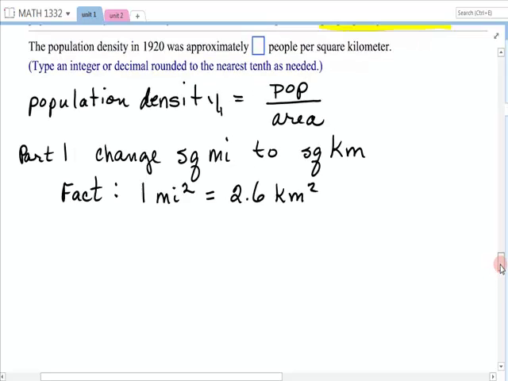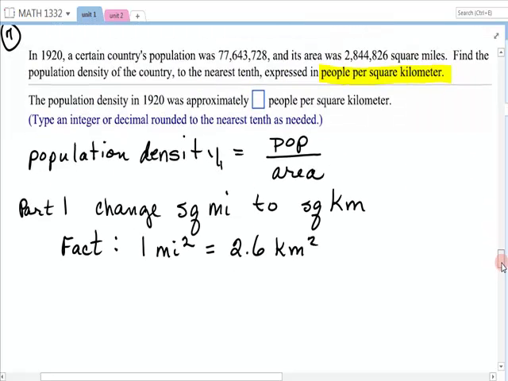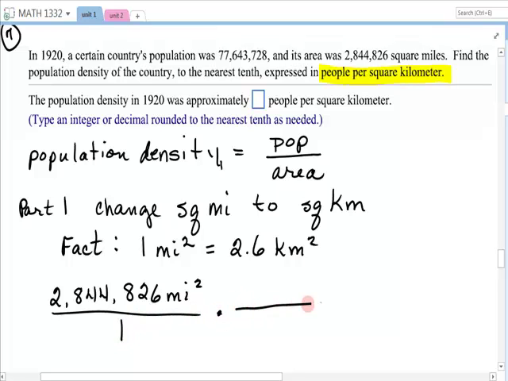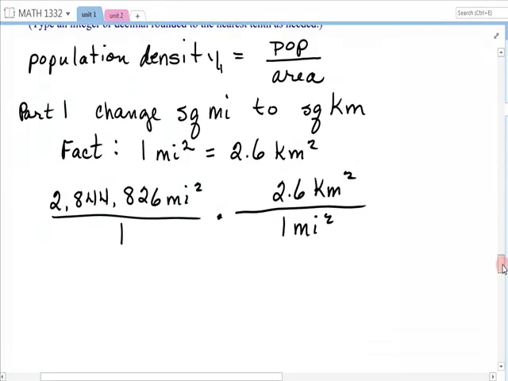What was I given? A big giant number that I can't remember. I was given 2,844,826 miles to the second power over 1. I multiply it by the unit fact. I'll put my 1 mile squared on bottom and the 2.6 kilometers squared on top. This problem did not say use dimensional analysis, but I realized I need it.